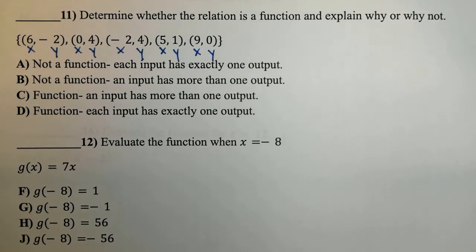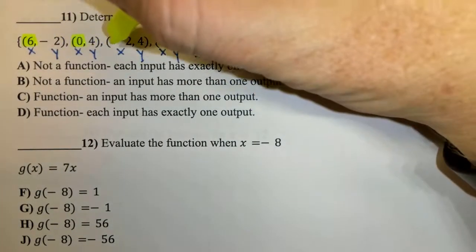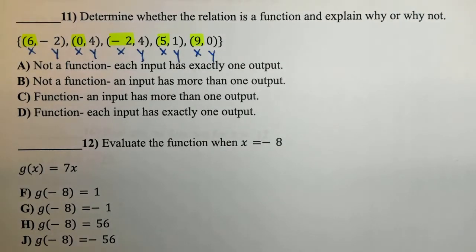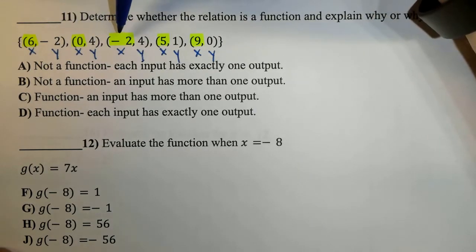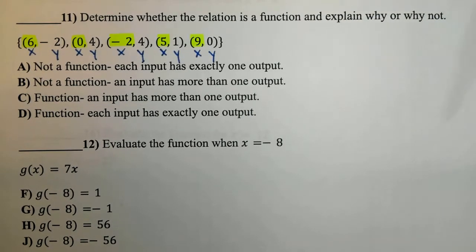Okay? So we have x, y, x, y, x, y, x, y, x, y. And so for a function or not a function, I only care about x, or the first number in each parentheses. Okay, so if I look at this, I have 6, 0, -2, 5, and 9. None of those repeat at all, which would make this a function.